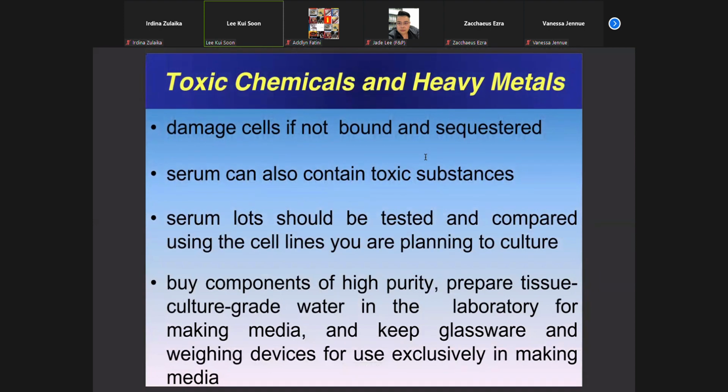So some of the chemicals and heavy metals damage cells, if not bound or sequestered, or the serum can also contain toxic substances like heavy metals. That's why serum lots should be tested and compared using the cell line that you are planning to culture. You must buy components of high purity and prepare tissue culture grade water in the laboratory for making media, and keep the glassware and weighing devices for use exclusively in making media. So always remember, you don't mix all these devices. If you mix them, then the chance of getting contamination is very high.